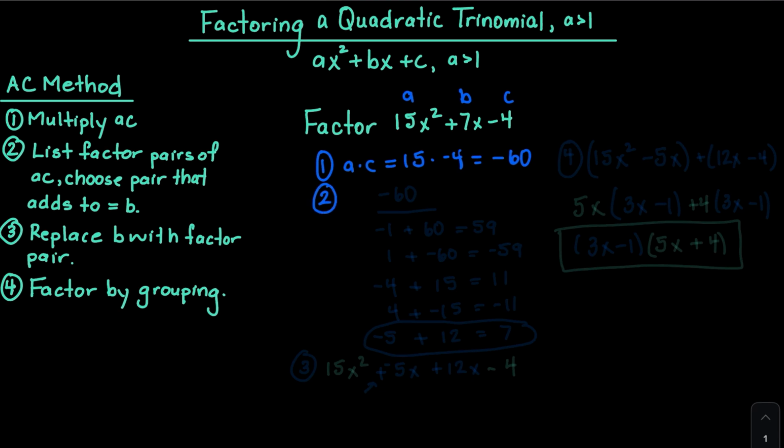Step 2 says list my factor pairs of negative 60 and choose the factor pair that adds to B, which is 7. Now, like I discussed, when A equals 1, if C is negative, we know we have to list both the positive and negative factor pairs. So negative 1 and 60, but this adds to 59. But we also want to check 1 and negative 60, but that adds to negative 59.